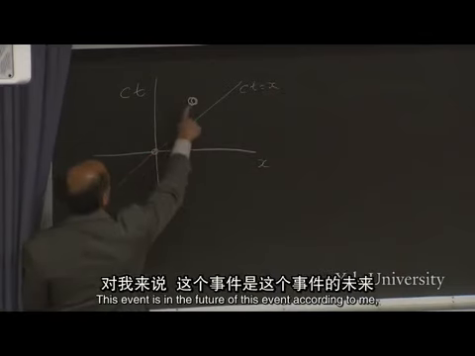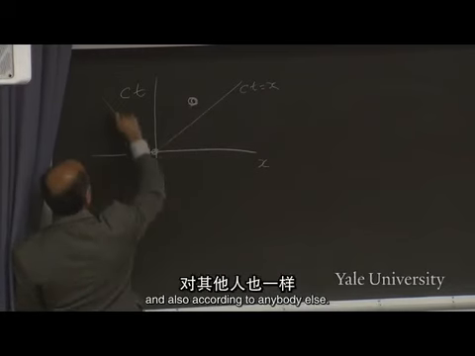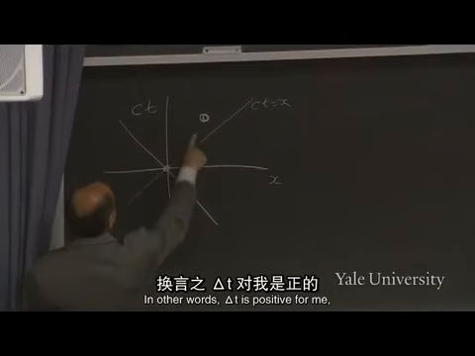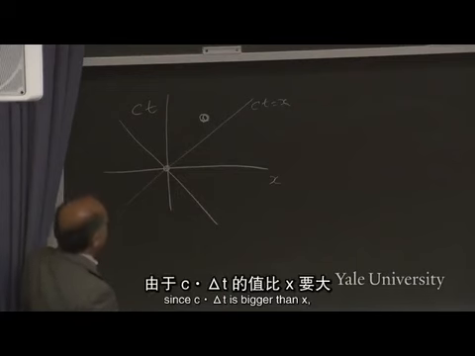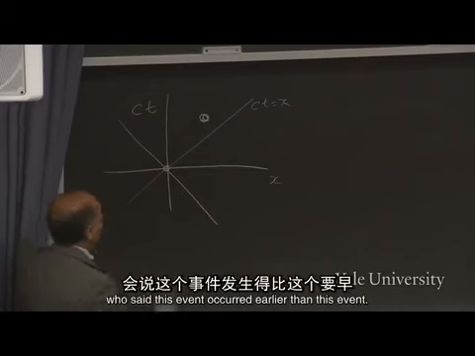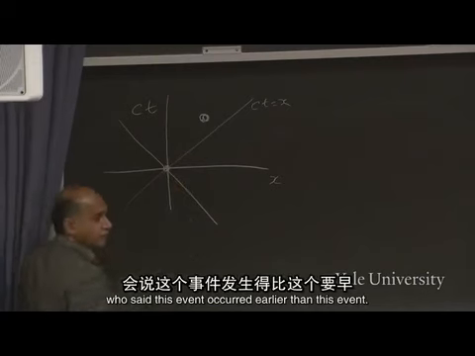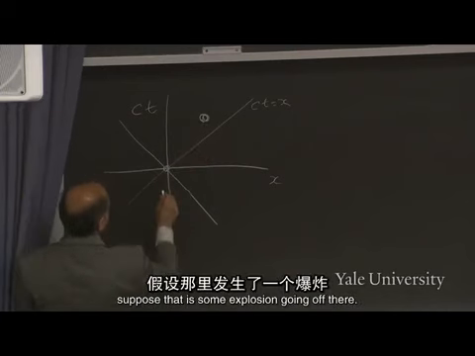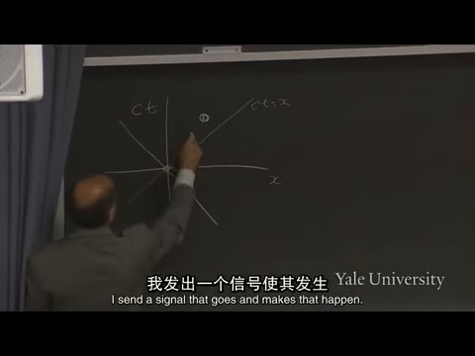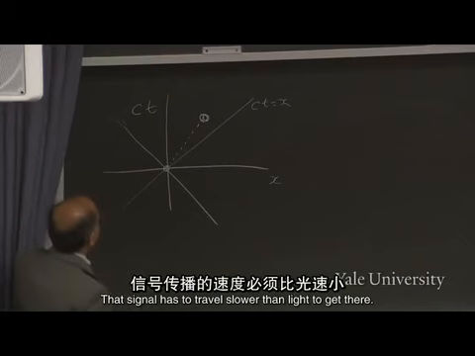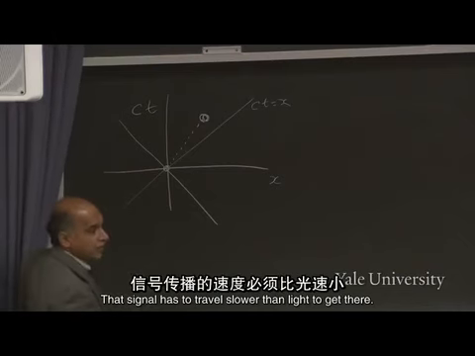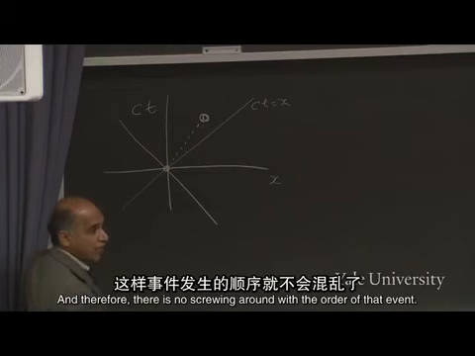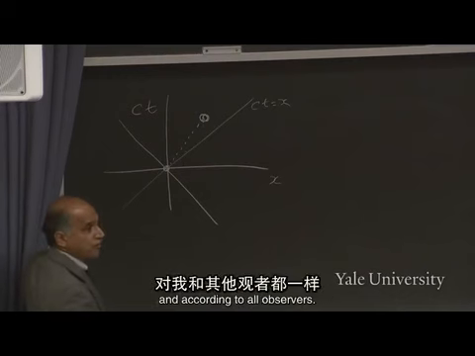This event is in the future of this event according to me, and also according to anybody else. In other words, delta t is positive for me, but if you go back to those equations, since c delta t is bigger than x, you will never find anybody who said this event occurred earlier than this event. Another way to understand it is, if I want to cause that event, suppose there is some explosion going off there, I send a signal that goes and makes that happen. That signal has to travel slower than light to get there. Therefore, it could have caused the event, and therefore there's no screwing around with the order of that event. That is in my future, according to me and according to all observers.